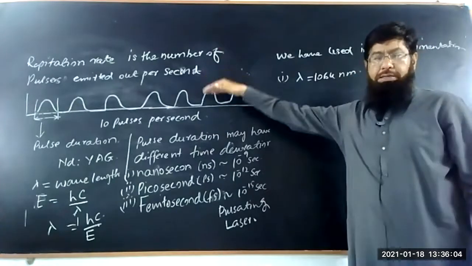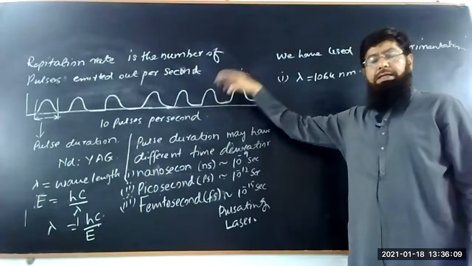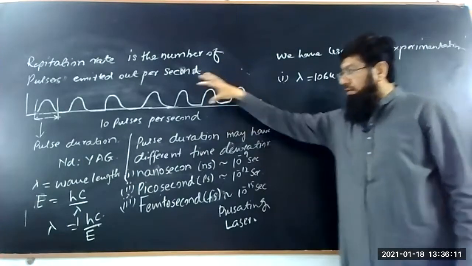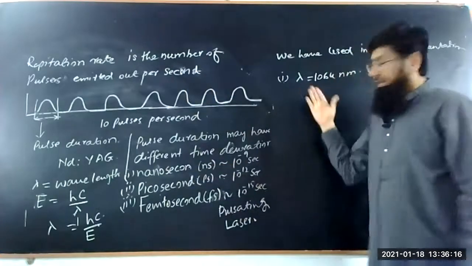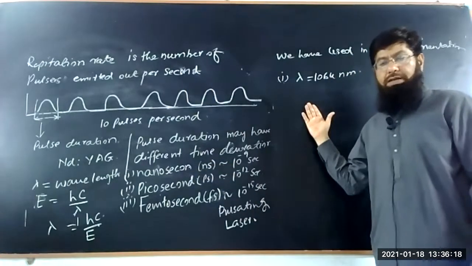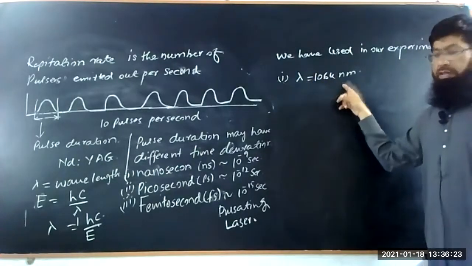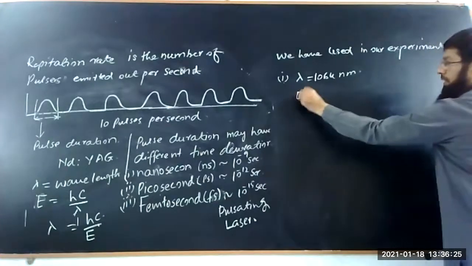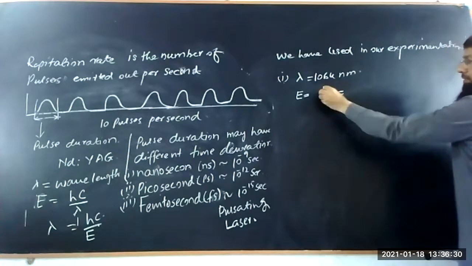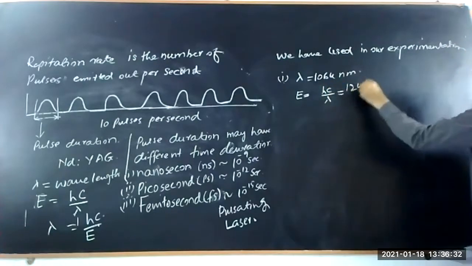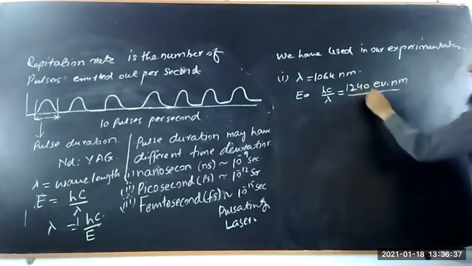These are laser matter interaction, laser induced electron spectroscopy, laser spectroscopy. These all depend upon the properties of the laser. So in the first step, we are discussing the properties of the laser here. If lambda is equal to 1064 nanometer, then the energy E can be found. E is equal to hc over lambda. The value of hc is equal to 1240 electron volt nanometer divided by lambda.